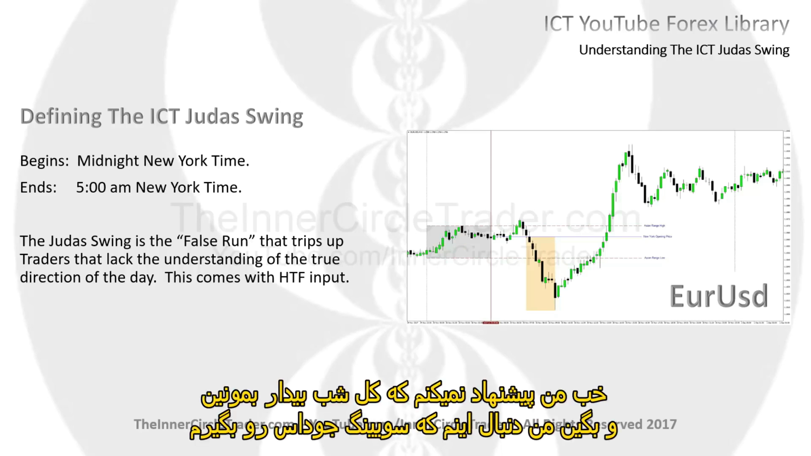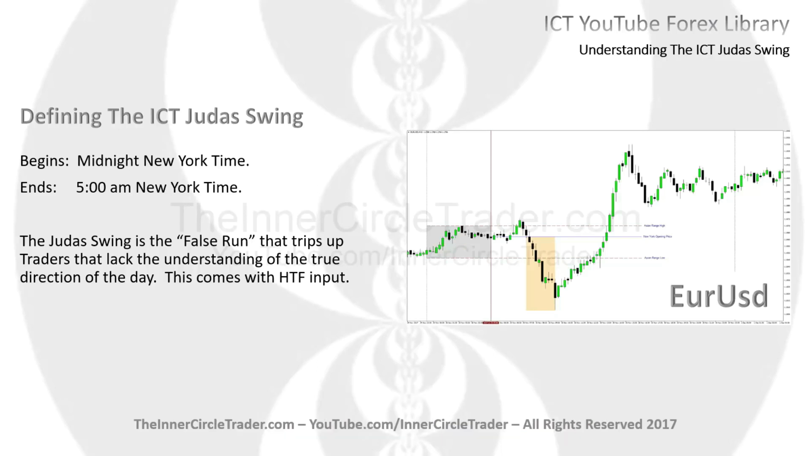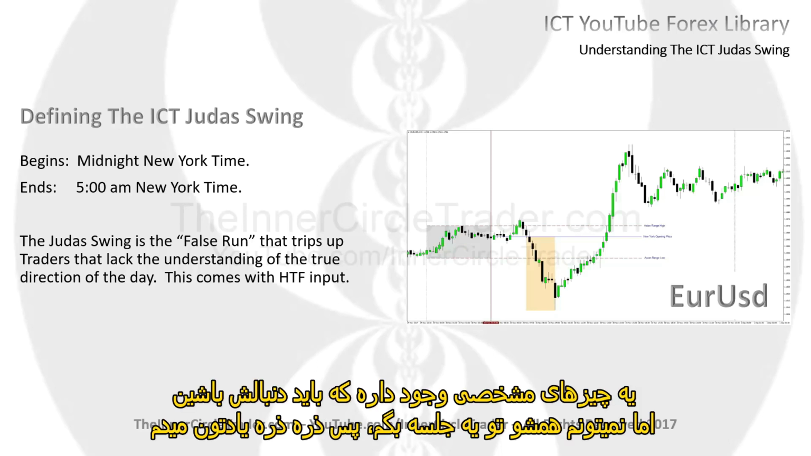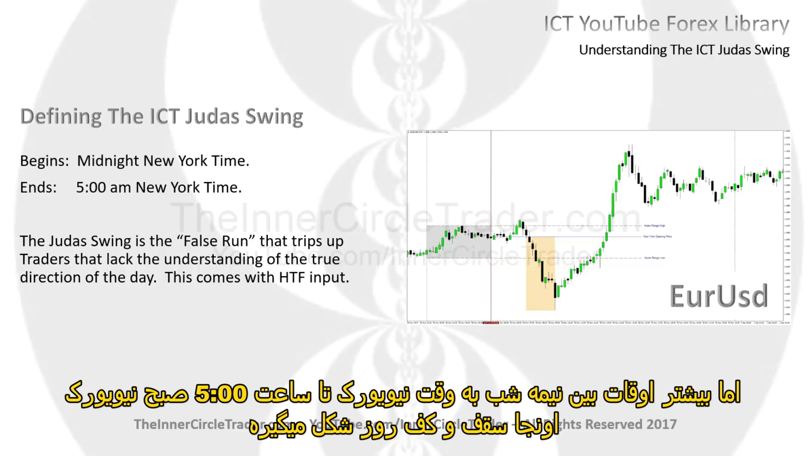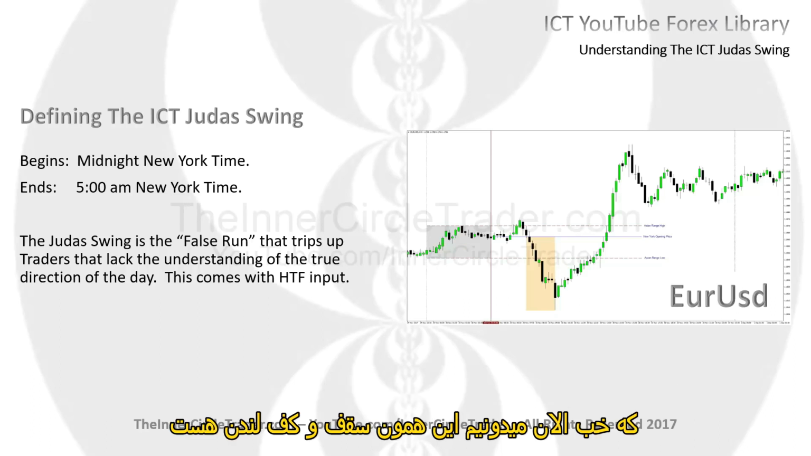Now, I'm not suggesting that everyone sit up all night long waiting for this Judas swing to appear. There are some things that you would look for, obviously, but I can't cover everything in one teaching, so I'm giving it to you in small little pieces. But for the most part, between midnight New York time and 5 a.m. New York time, there's going to be a high or low formed for the daily range. We understand that typically is on the basis of London high or London low forming.